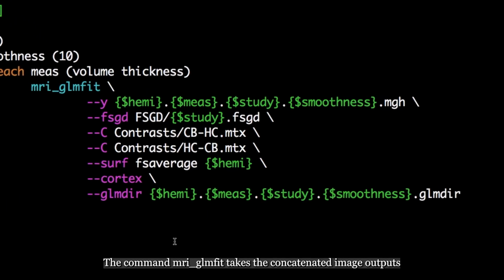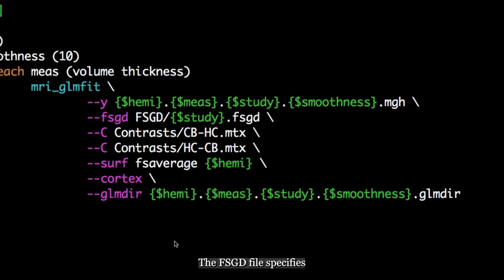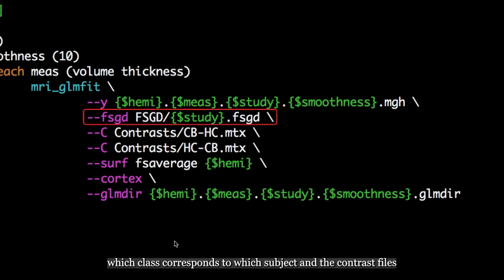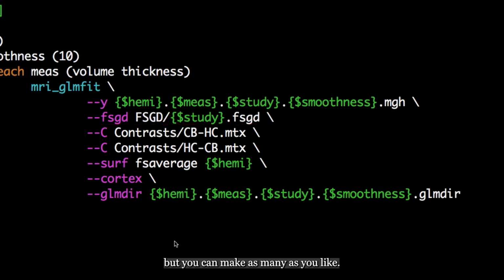The command mri_glmfit takes the concatenated image outputs from mris_preproc and then runs a model at each vertex. The FSGD file specifies which class corresponds to which subject, and the contrast files make contrast maps and calculate the significance of the contrast at each vertex. Here, we've only specified 2 contrast files, but you can make as many as you like.